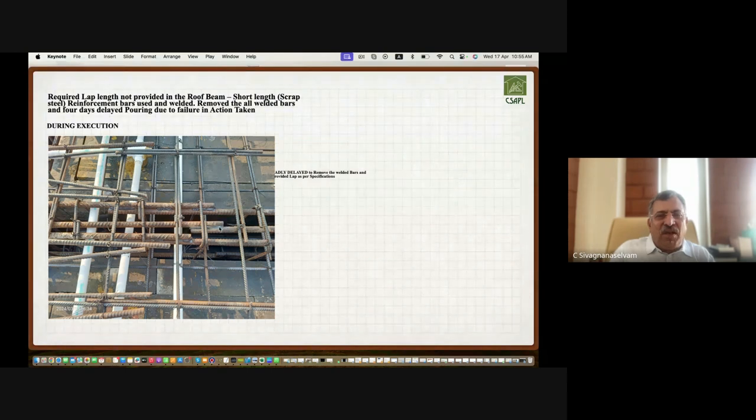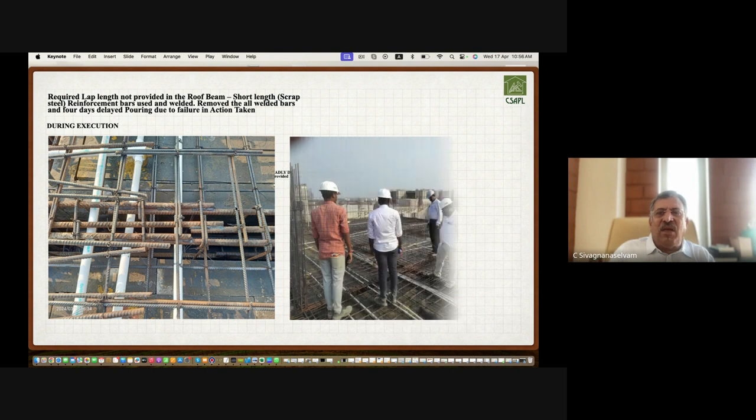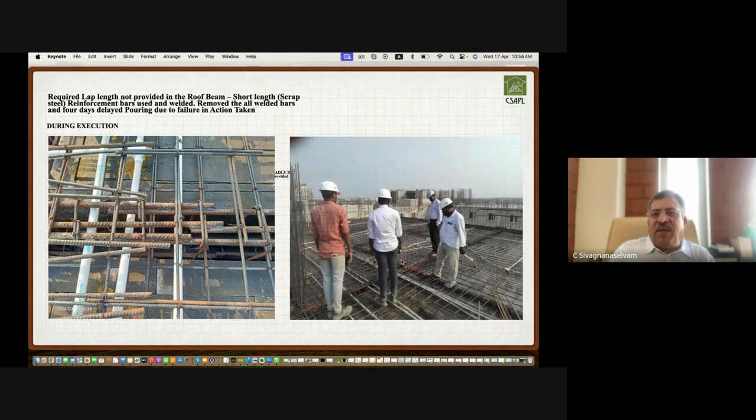It makes the concrete, it makes this particular structure weak because of inadequate lap length. Isn't it? So this was rectified. The project manager made them replace it, and then they are going to place the concrete. So this is the most important thing.